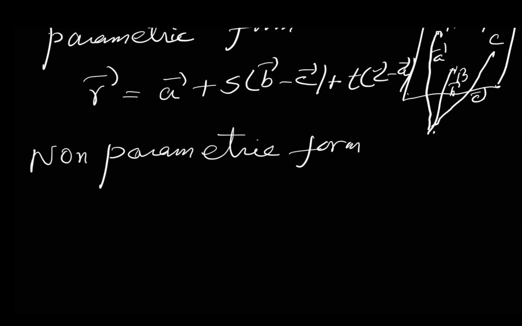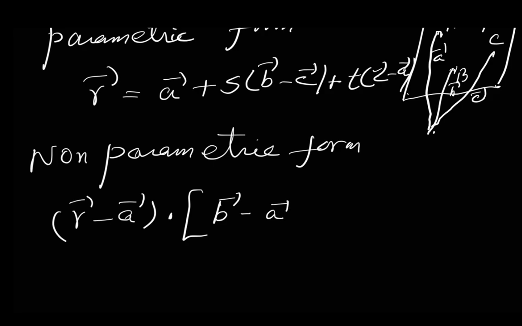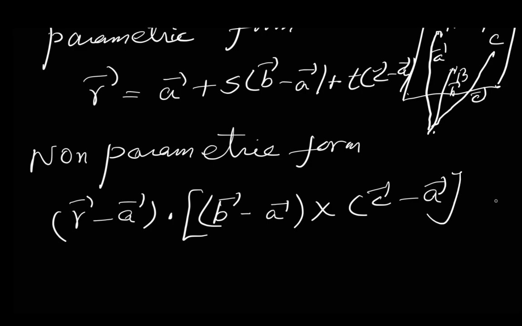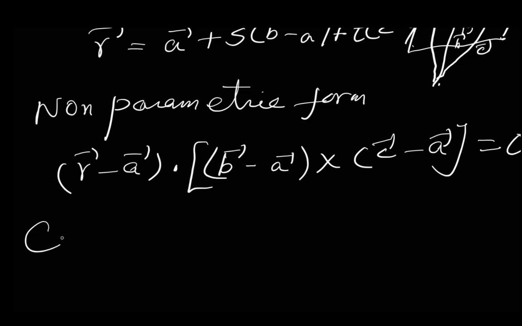The non-parametric form is given in the dot and cross product form: vector r minus vector a dot, take this b minus a. Sorry, one small correction here. It's not c, it's vector a, then c minus a. So (b minus a) cross (c minus a) is equal to 0. This is the non-parametric form.